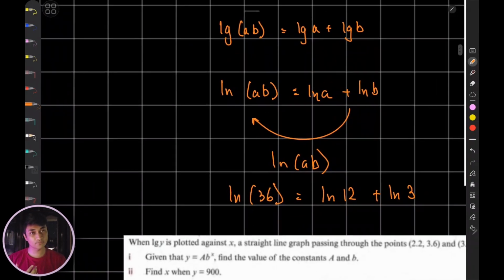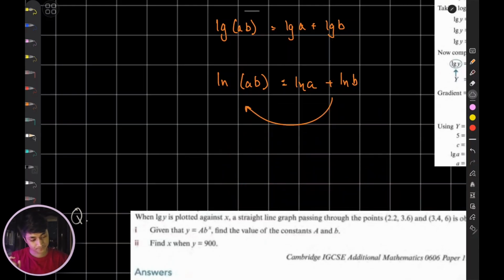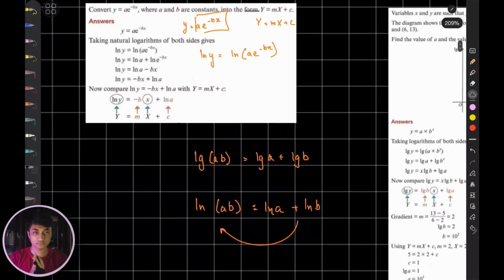Can I write this? Of course I can, because ln of 36 is nothing but 3 times 12, right? Hence I can consider 3 to be my A and 12 to be my B. Fair enough. So I am basically breaking down this value into two terms, and then dividing into two different ln functions. This is to say that if I have two terms inside a logarithm, I can break it down into two different terms.